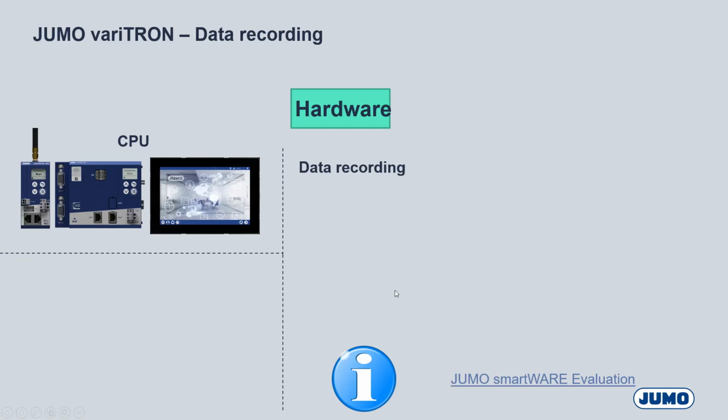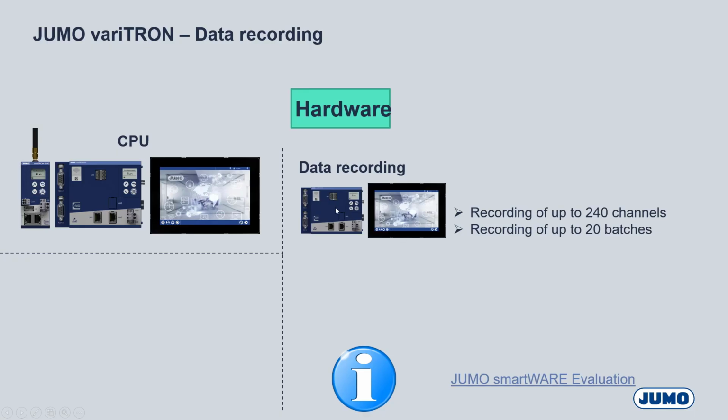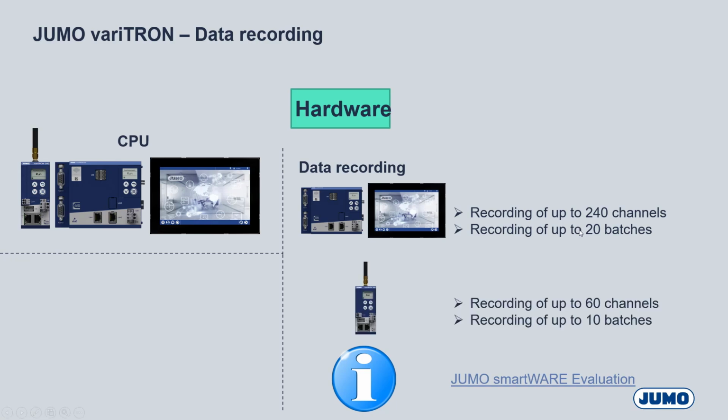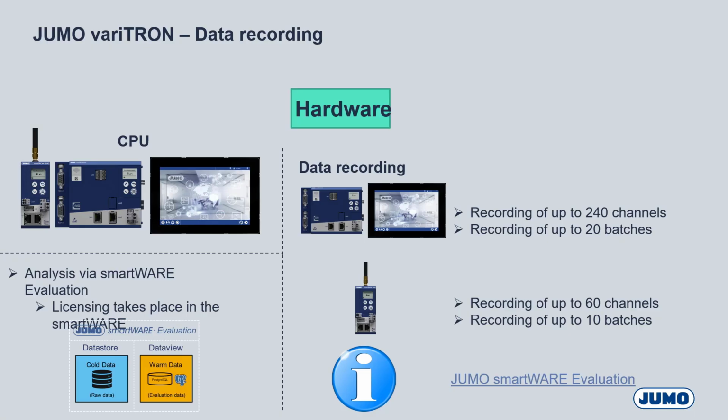Another point is the data recording. More information for the analyzers we can find in the help center by the JUMO Smartware evaluation. And with the variTRON 500 or 500 touch, we can record in the background up to 240 channels or 20 batches. And with the small browser, up to 60 channels or 10 batches. And also there, the whole licensing takes place in the Smartware evaluation.